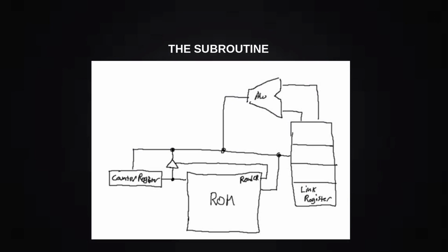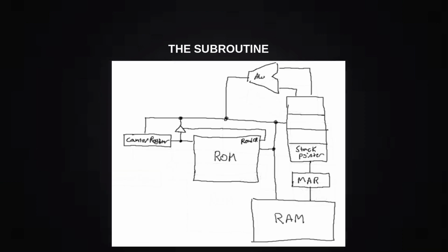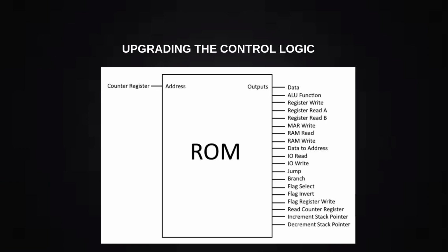Instead of reserving a register for saving the return address, we can reserve a register to act as our stack pointer. And whenever we want to call or return from a subroutine, all we need to do is push or pop the return address from the stack. We will need to add some additional control lines to manage the stack pointer, but if we store the stack in RAM, our computer requires no additional hardware. Now, as the control circuit stands, it's pretty basic.